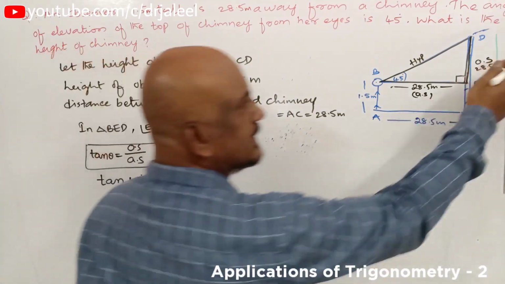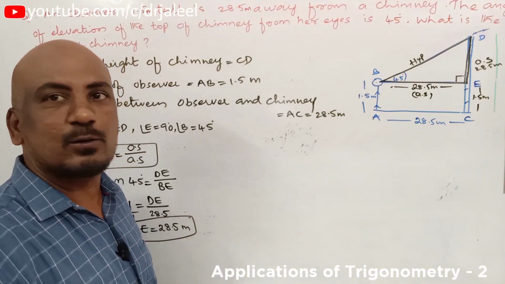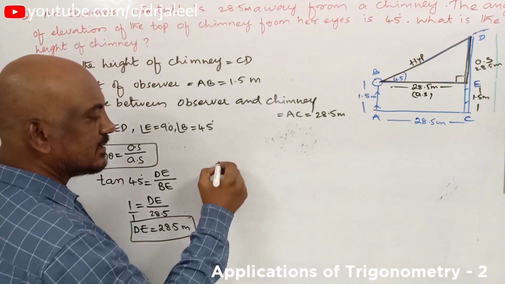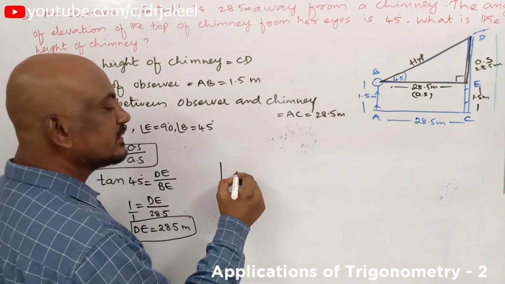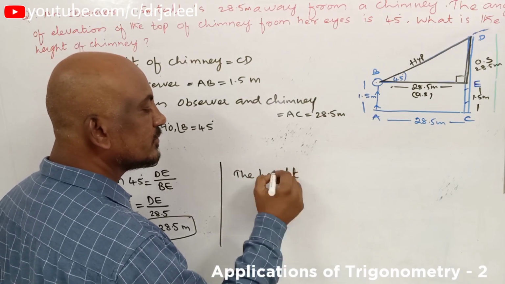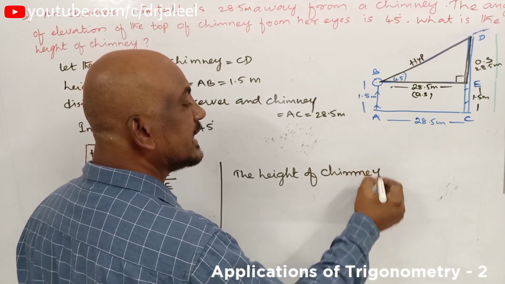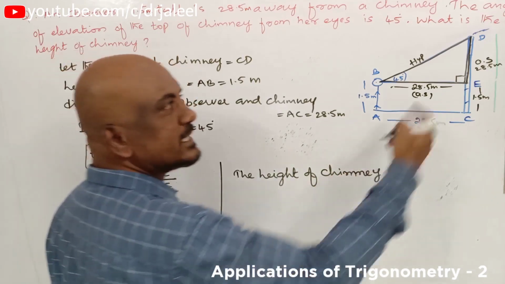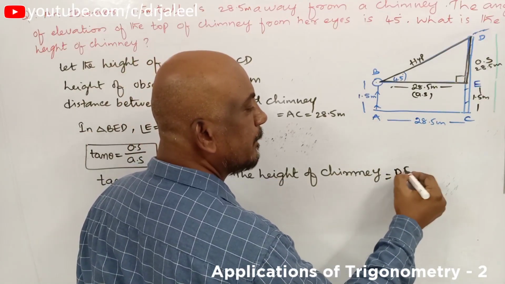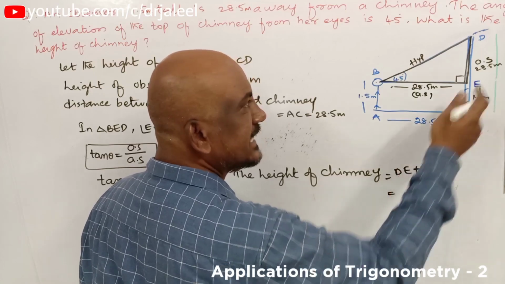So now you got this. Now tell me what is the height of the chimney. Now it's very easy to give the conclusion. So let us conclude the answer. I'm giving it here. The height of chimney is equal to, what is it? Tell me. DE plus EC. So how much is DE here?